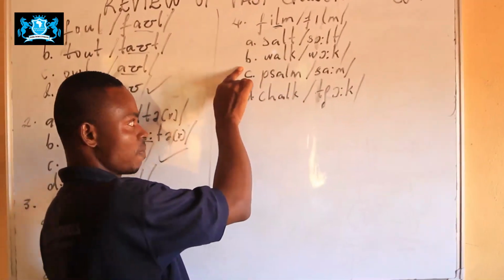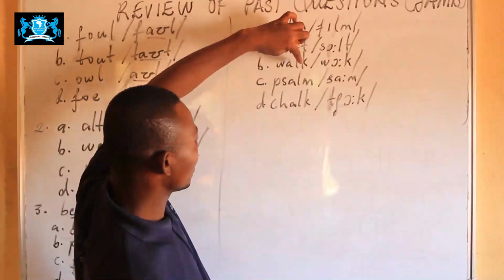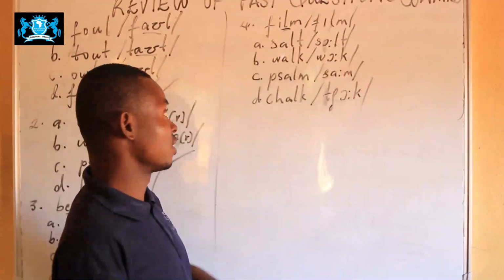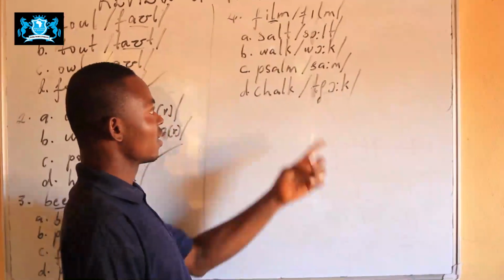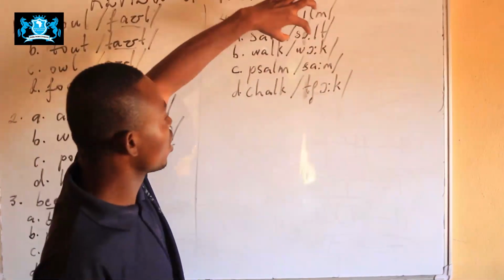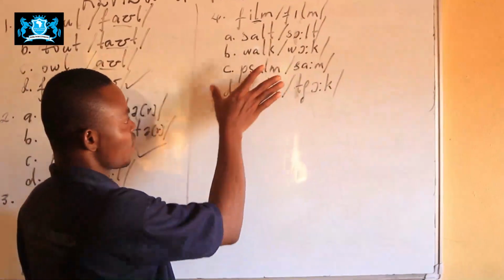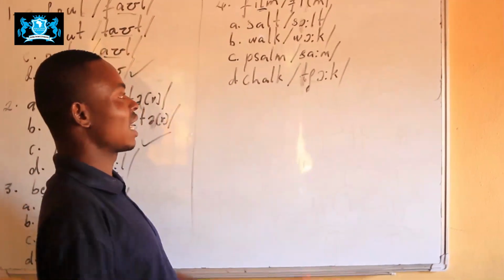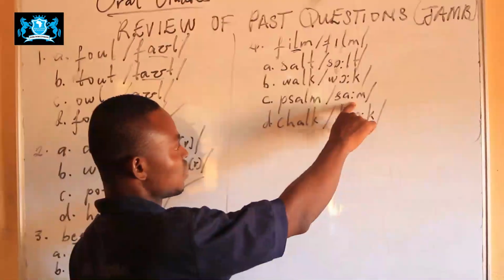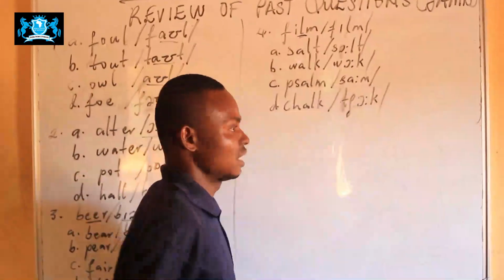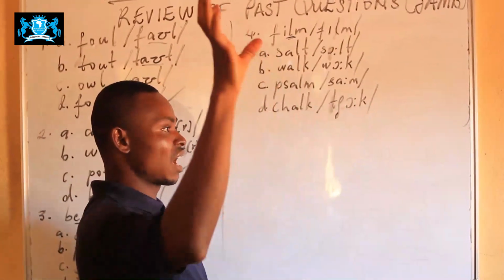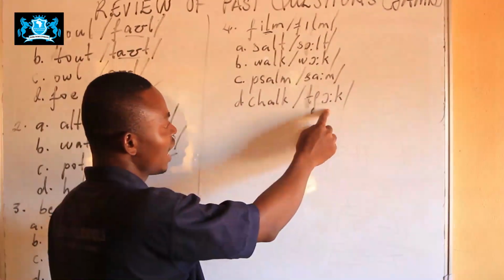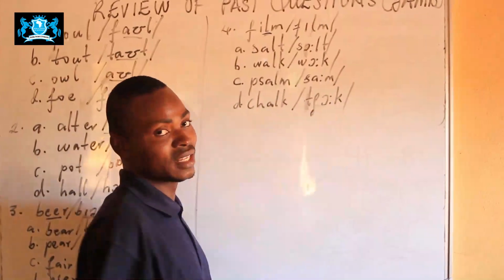But in option B, we have L as a letter in the word walk. But in the transcription, there is no L, which shows that L is silent in the pronunciation of walk. Then in C, we have a similar case where P-S-A-L-M is pronounced as sarm. So there is no letter L sound in the pronunciation. That means that L is also silent. Again, in D, L is also silent because it's absent in the transcription.